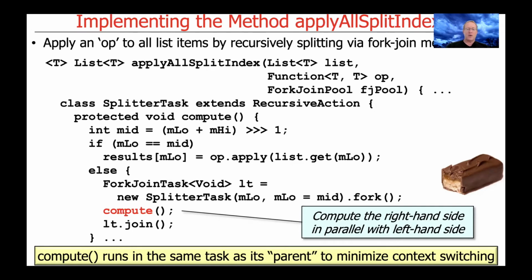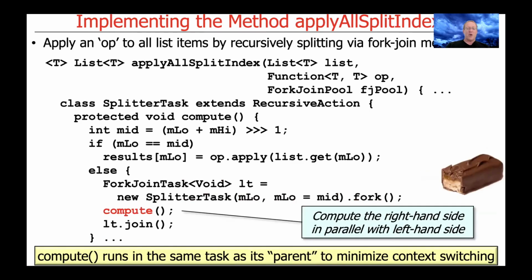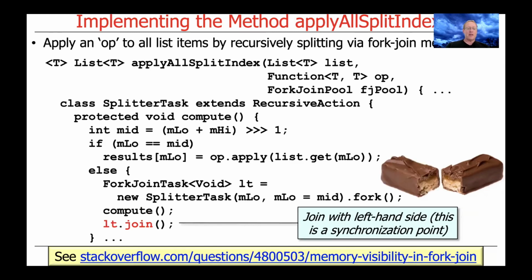So notice over here, we updated mlow to be mid. So now when we call compute, it's going to work on mid to the end. That's what we're going to do there recursively, while the left-hand side is going to be running in parallel by forking. And notice that we have the compute method run in the same task as its parent in order to minimize context switching. So we only have one thing at a time that's put onto the deck in order to run in parallel.